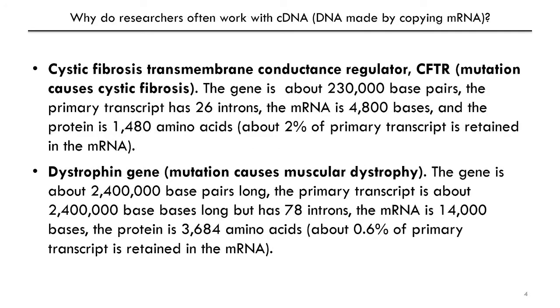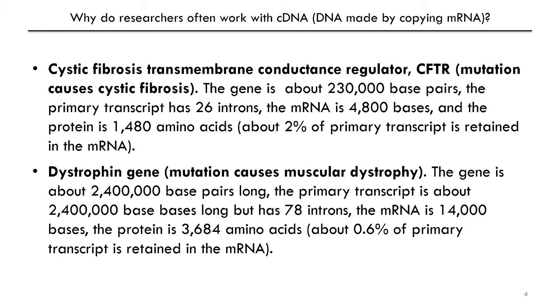Here are some examples of why you might want to clone cDNA, reverse transcribed from mRNA, rather than clone the genes as they are on DNA. The gene coding cystic fibrosis transmembrane conductance regulator, or CFTR, is an example of a very long gene on the DNA level that has multiple introns. The gene itself is 230,000 bases with 26 introns, but after splicing, the mRNA is 4,800 bases, and the protein is about 1,500 amino acids. 2% of the primary transcript is retained on the mature mRNA. By cloning only the cDNA, you get rid of most of the non-coding DNA that makes up the majority of the gene.